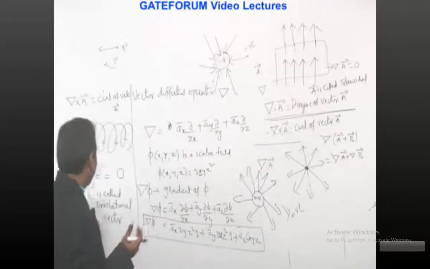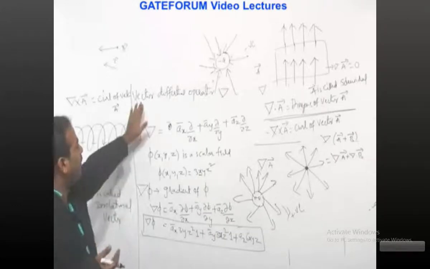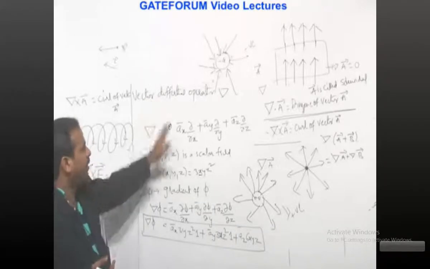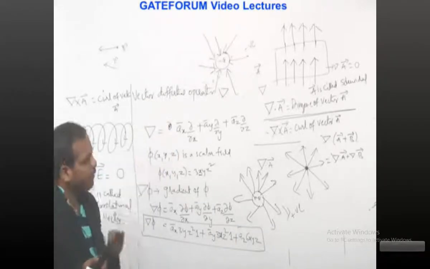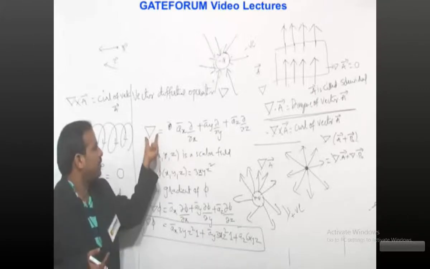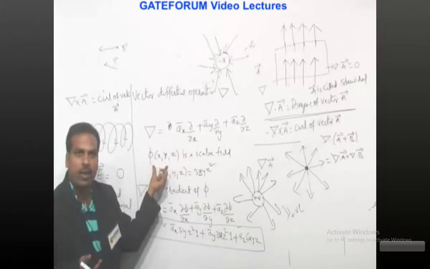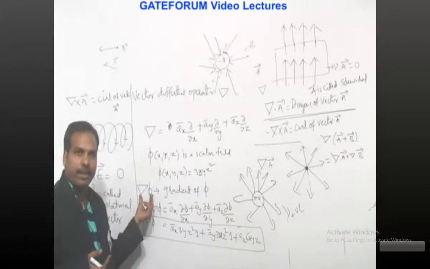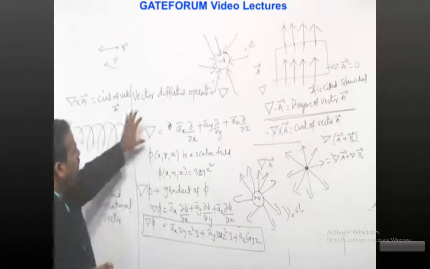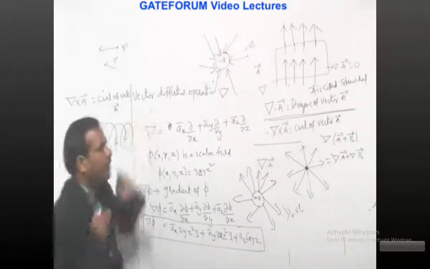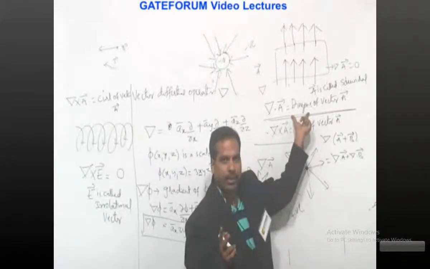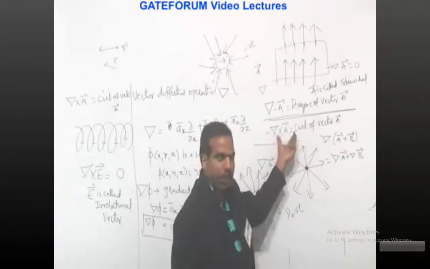All right. So that's how we can understand the vector differential operator del, which is a vector quantity. The operation of del on any scalar field gives del phi, which is the gradient of phi. And when you operate del on a vector, there are two possibilities: the divergence of a vector and the curl of a vector.